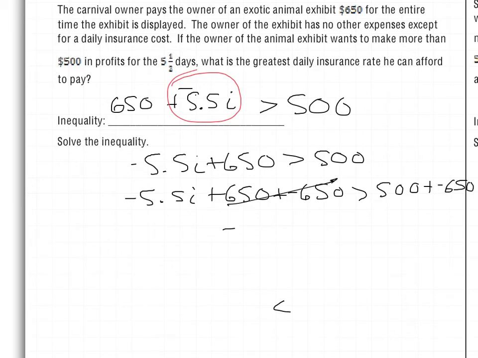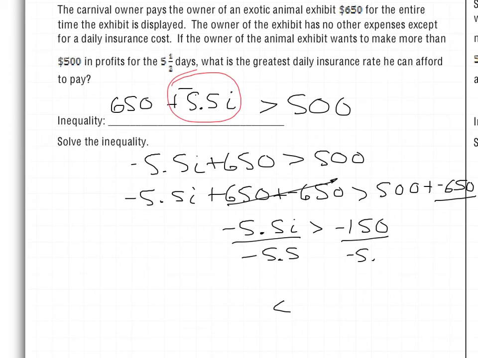This adds up to 0, gives me negative 5.5 times i is greater than, and this is going to be a negative value because this is more negative than it is positive, so negative 150. Divide both sides by negative 5.5, so this is where the bells and alarms should be going off in our head. We divided both sides by a negative, so that's why the inequality symbol is reversed. That gives me i, and then using my calculator, i is less than $27.27.